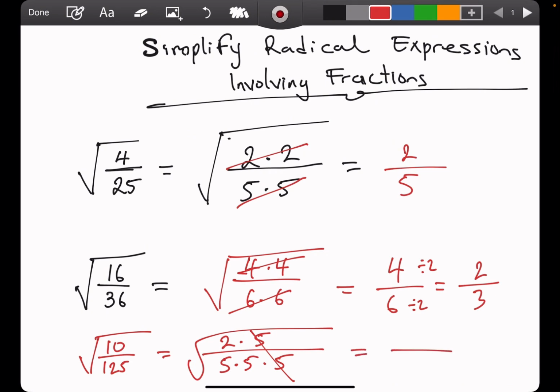Now, let's look at the bottom first. This 5 goes out as what? 5. The 2 on top, can the 2 on top go out? No. So it has to stay under the radical, right? That's it. Let's go to the next one.